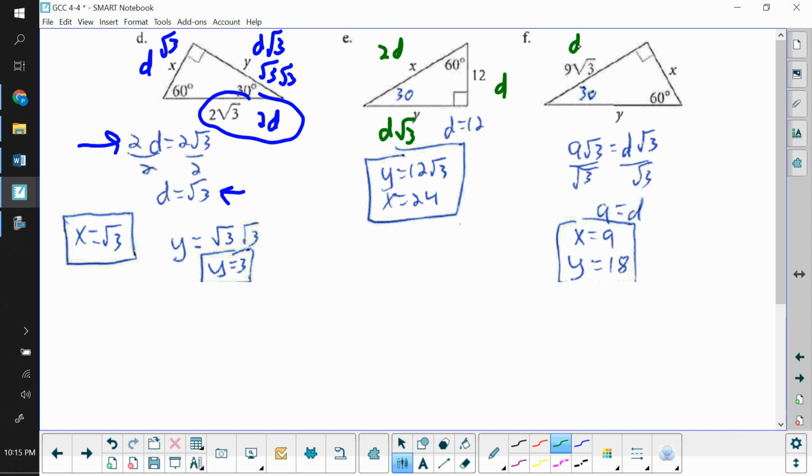We've got our d square root of 3 across from 60, d across from 30, 2d across from 90. Take the number they gave us, 9 square root of 3, set it equal to the d square root of 3. Divide this square root of 3 over, you get d is 9. Fill it in, we get 9 for x and 18 for y.